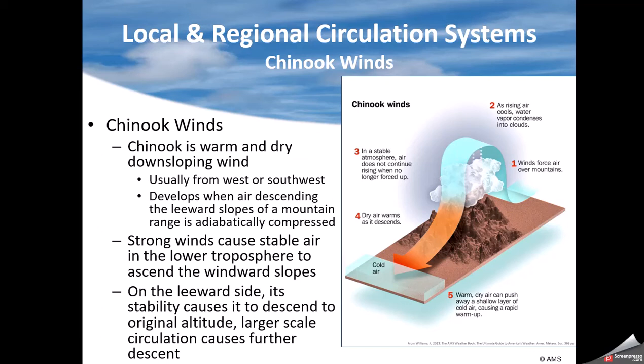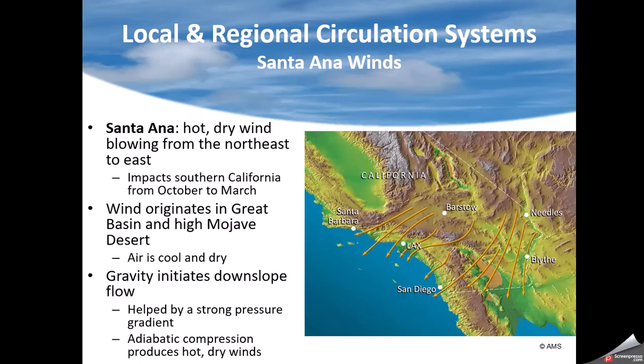It's a very stable atmosphere, and it does not continue rising, just the air drops and warms. Some of these occur out in the Rocky Mountains. Some have come into places like Cheyenne, Wyoming, and raised the temperature from 0 to 70 within a matter of an hour. There have been some extreme temperature changes, and they're very dry because they're coming down.